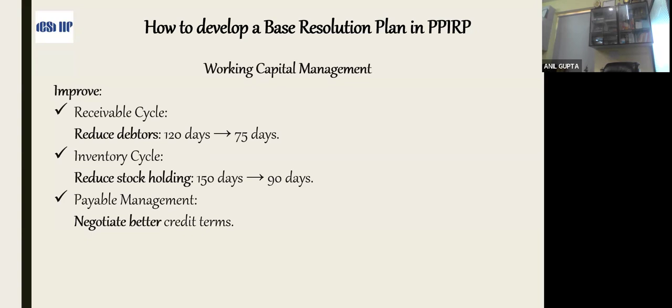Working capital management. So the receivable cycle: earlier I had given data for 120 days, now I am at 75 days. Very, very good. And the inventory cycle, sir: earlier the stock holding was 150 days, now I brought it down to 90 days. That is also fine. Payable management, negotiate better credit terms. Sir, earlier my creditors gave 10 days credit, now I am demanding 30 days credit. Good. But first you pay the bank loans, the working capital loans. After that only you pay the other operational creditors.